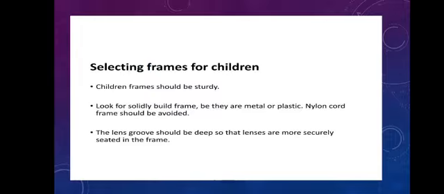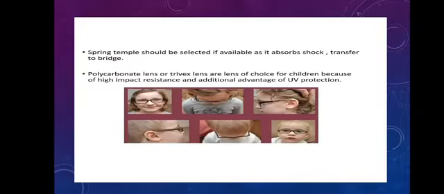Selecting frames for children: the frame should be sturdy. Look for solidly built frames, whether metal or plastic. Nylon cord frames should be avoided. The lens groove should be deep so that the lenses are more securely seated in the frame. Spring temples should be selected if available, as they absorb shock transferred to the bridge. Polycarbonate lenses or Trivex lenses are the lenses of choice for children because of high impact resistance and the additional advantage of UV protection.